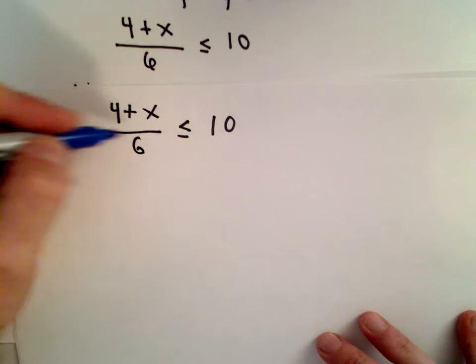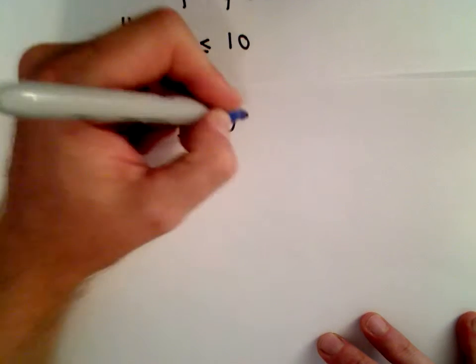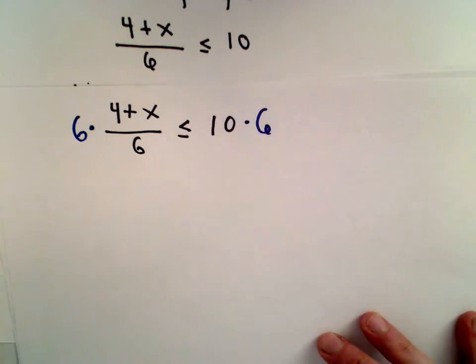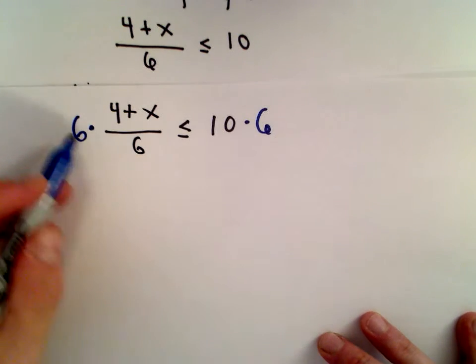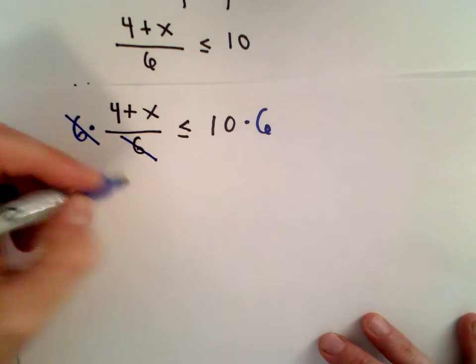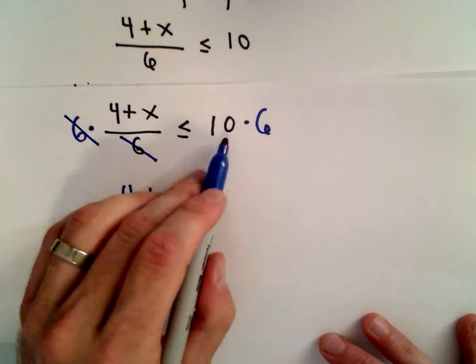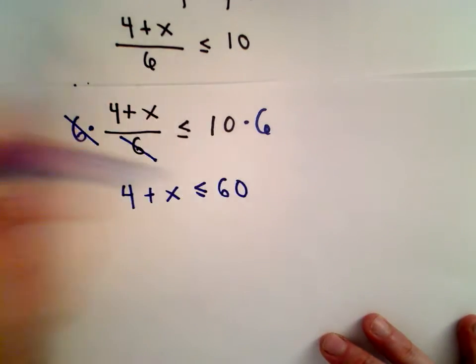Well, notice you're dividing the left side by 6. Well, that means if you multiply the left side and so also the right side by 6, the 6's will cancel and we'll just be left with 4 plus x less than or equal to, well, 10 times 6 is going to give us 60.